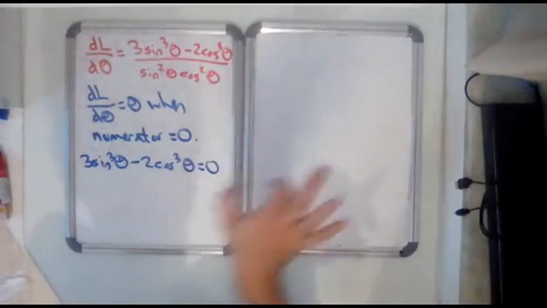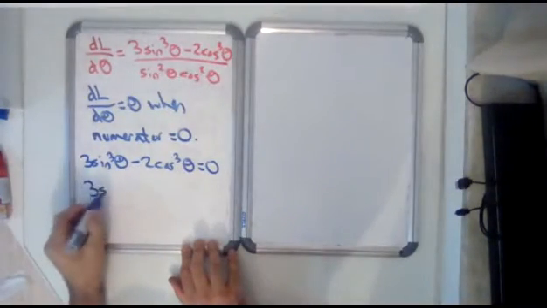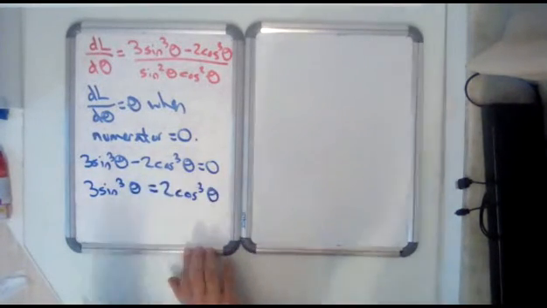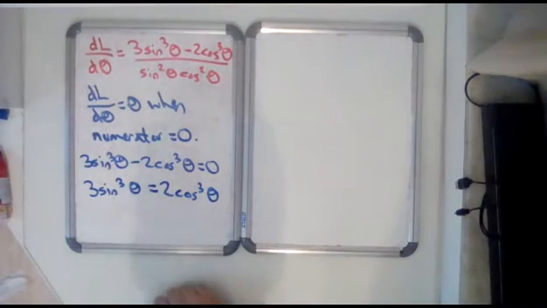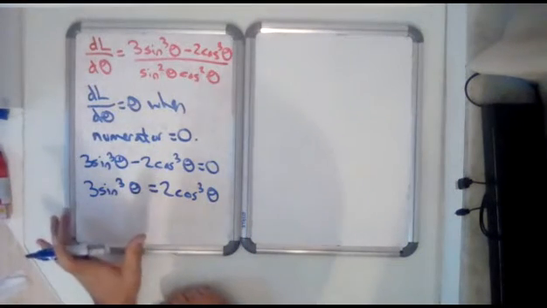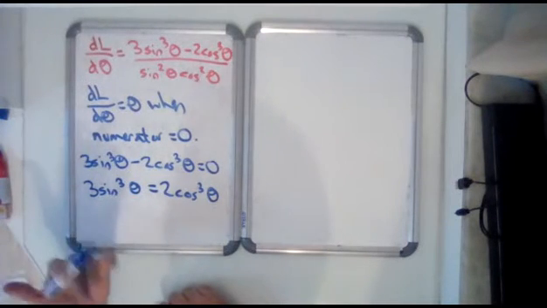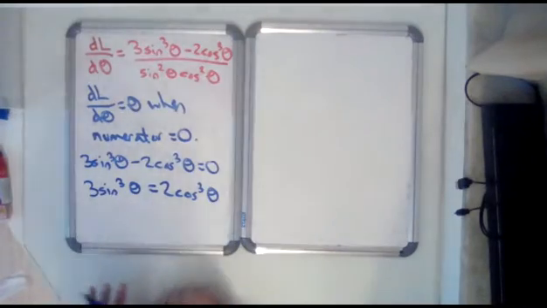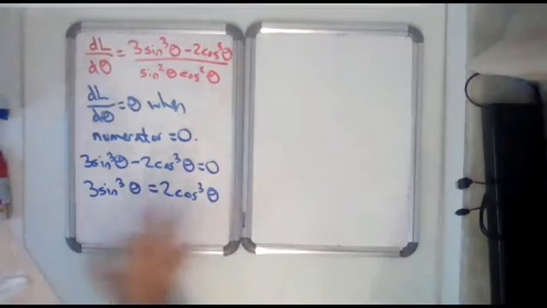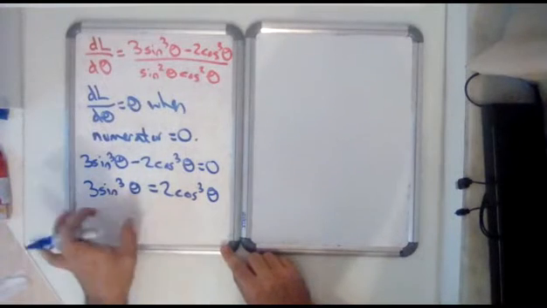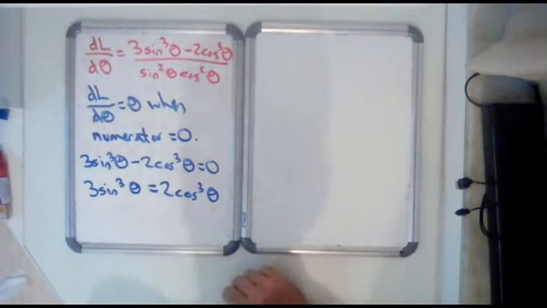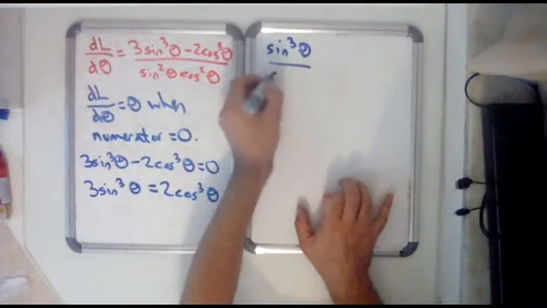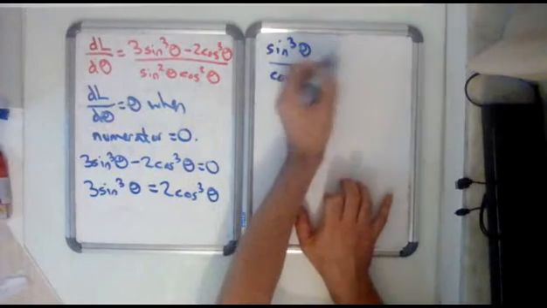All you need to do is get the cos cubed theta over there, so 3 sine cubed theta equals 2 cos cubed theta, like that. Then we're looking to get to tan. Remember the question says show that dl by d theta equals 0 when theta equals inverse tan the cube root of 2 over 3. So we're looking for a tan. The way we get a tan is with a sine over cos. So if we divide through by cos cubed theta here and divide through by 3, it's going to look like this. So sine cubed theta over cos cubed theta equals 2 over 3.